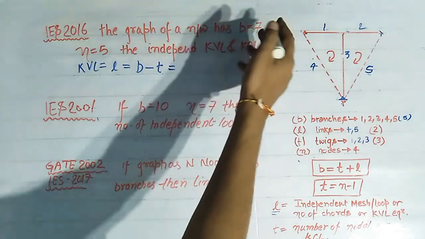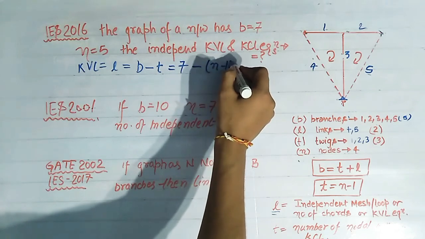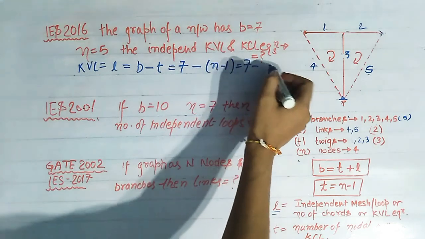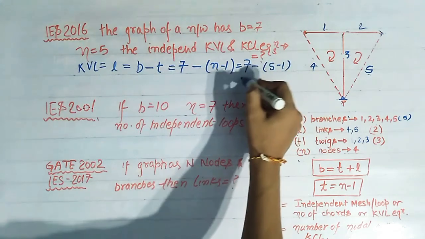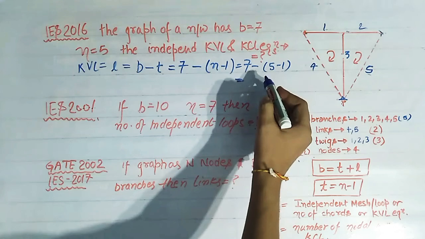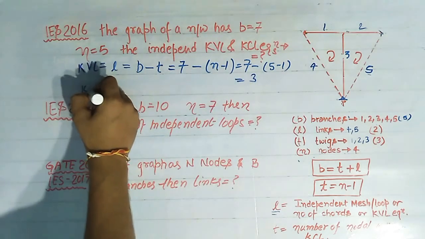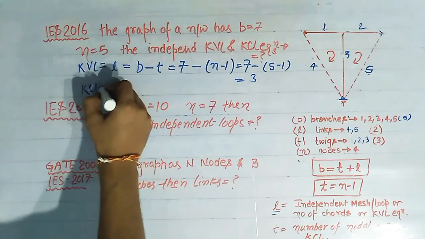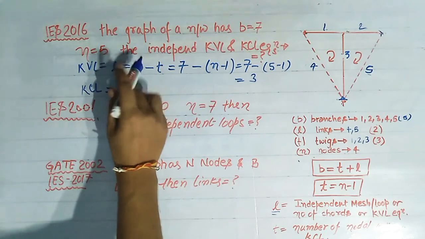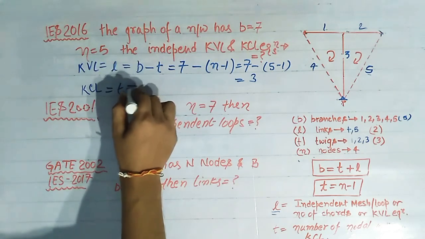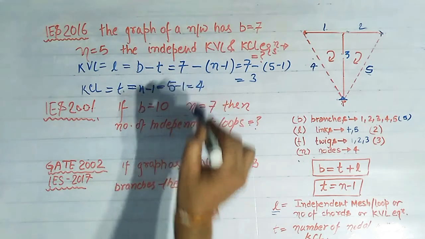And what is the total number of branches? That is 7, minus twigs, which is n minus 1. So that is 7 minus, what is the number of nodes? That is 5, minus 1. So we get 3. Now what is the number of KCL equations? The number of KCL equations is equal to the number of twigs, and that is equal to n minus 1. So that is 5 minus 1, which equals 4.